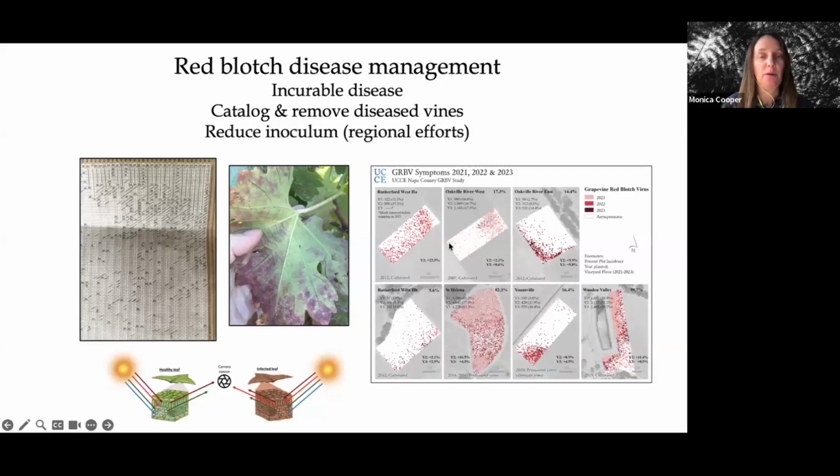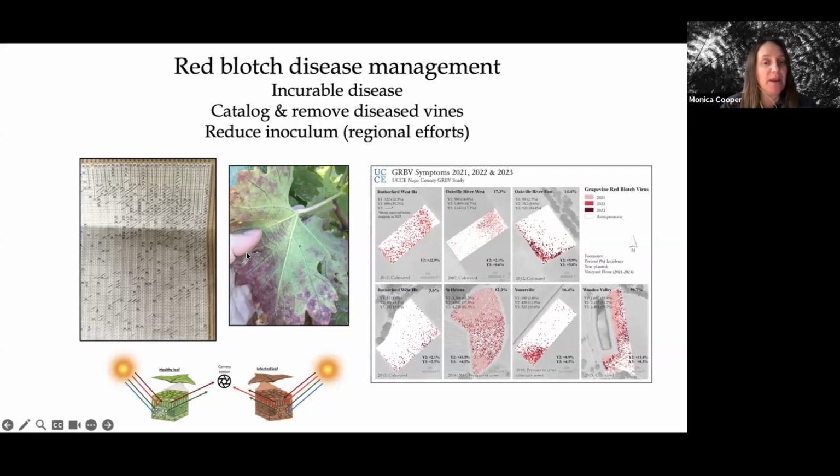This disease is incurable, and so that means that the only way to lessen the inoculum that's either in your vineyard or in a neighboring vineyard is to actually remove those vines. So we need to go through and determine where the vines are located, mark them in some way, and then come back and actually remove them. And that can either be done on a vine by vine basis, or when you get to a certain proportion of the vines within a block that are diseased, you may have to remove and redevelop the entire block.